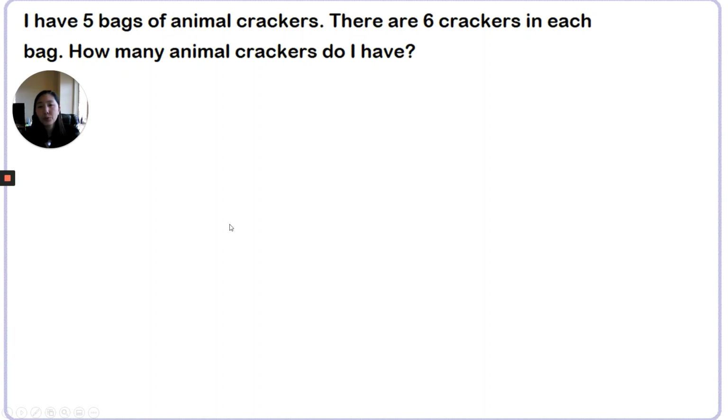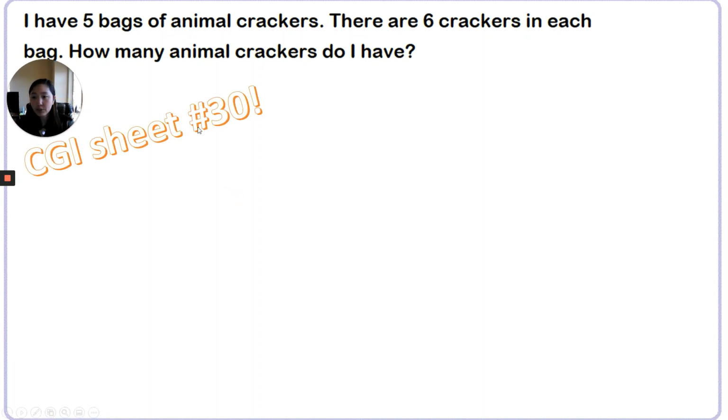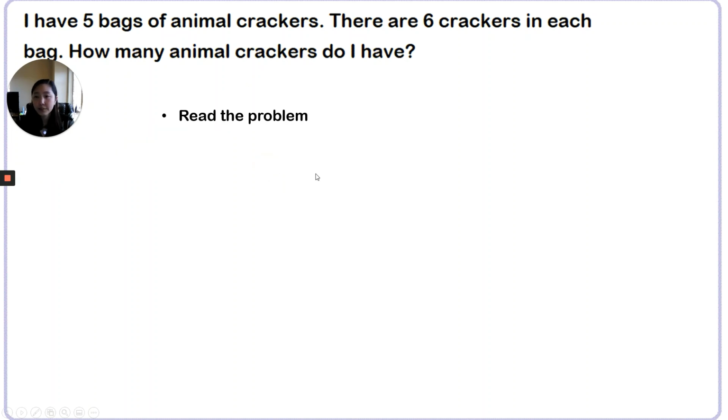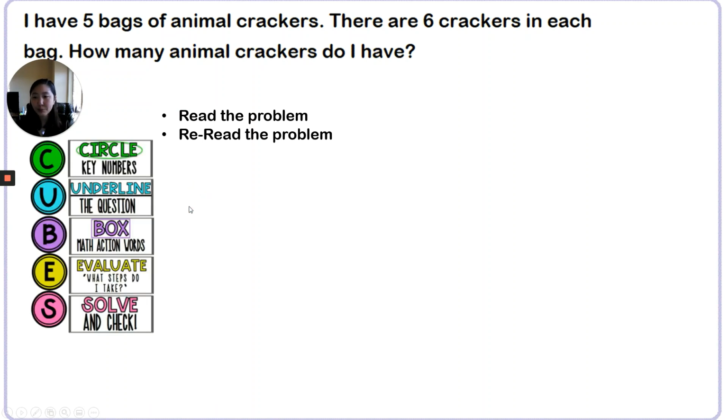So when you look at this problem, it is CGI sheet 30. Make sure you're grabbing that right now and opening to the correct page. The first thing we're going to do is read and reread. I have 5 bags of animal crackers. There are 6 crackers in each bag. How many animal crackers do I have? So I'm going to pause right now. You're going to pause as well and read the problem to yourself. Okay, great job. We're going to hop right into CUBES now.